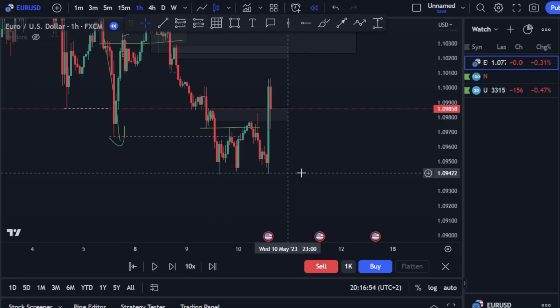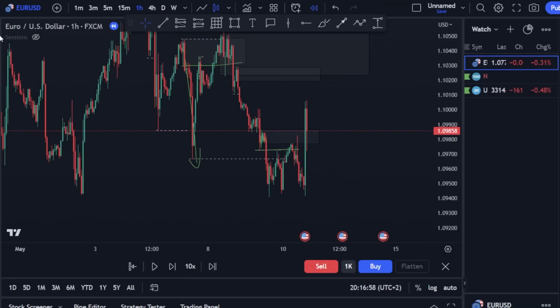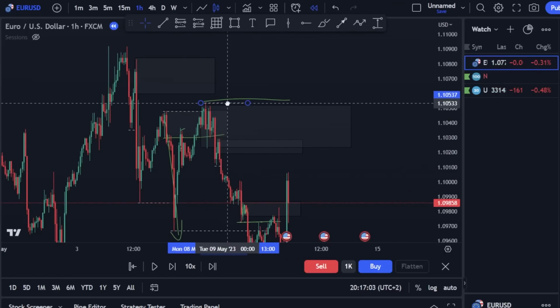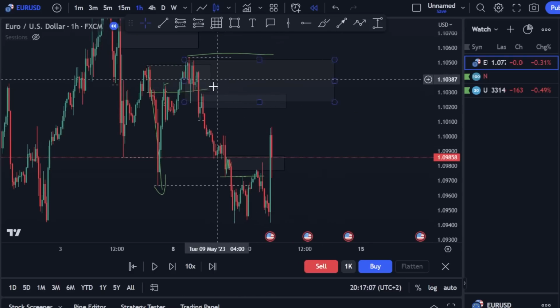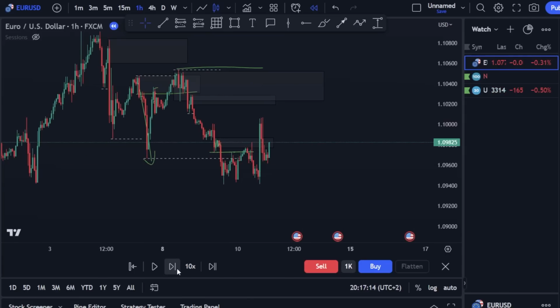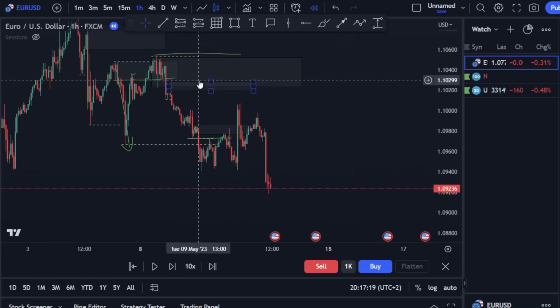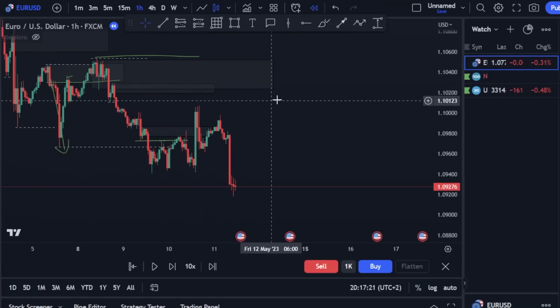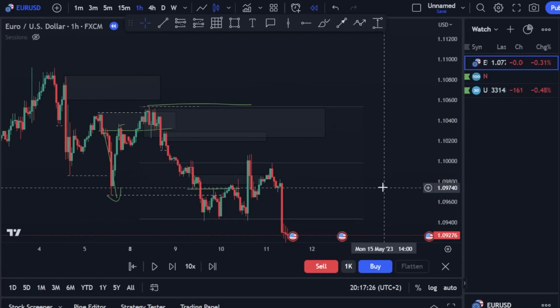Obviously that did not happen, and price continued to go higher. So guess what? We would still be looking for price to come into one of these zones, most likely this zone here, and react. In theory. So let's see what happens. And there you go. So price came back in, and now guys, like I said, the market is looking for premium and discount.